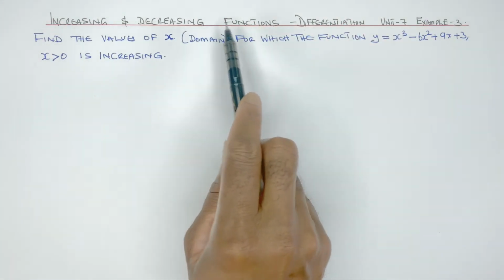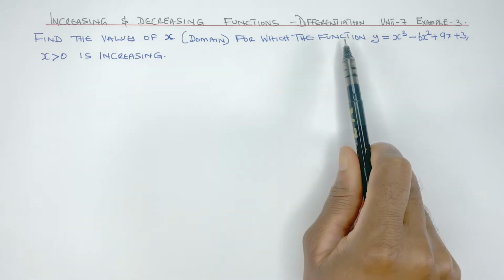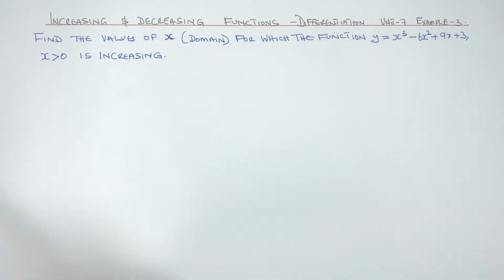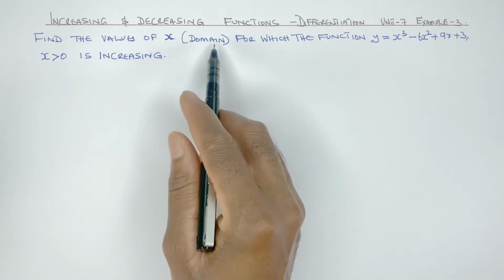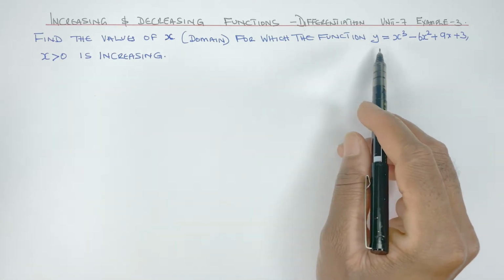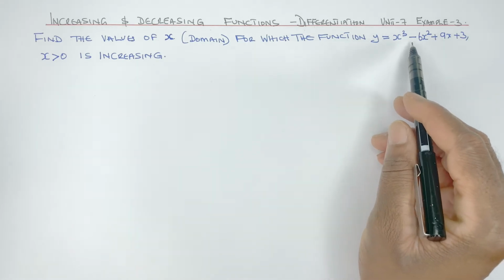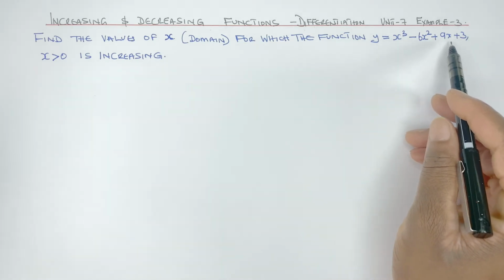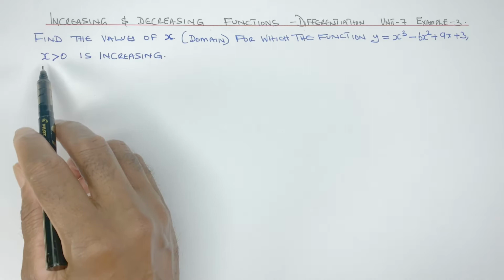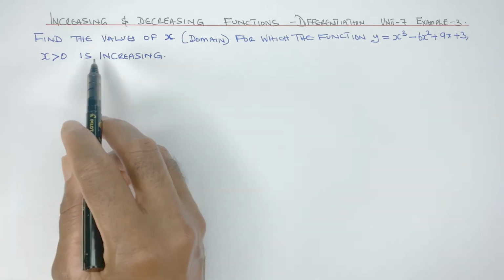Increasing and decreasing functions. Differentiation, Unit 7, Example 3. Finding the values of x, the domain, for which the function y equals x cubed minus 6x squared plus 9x plus 3 when x is greater than 0 is increasing.